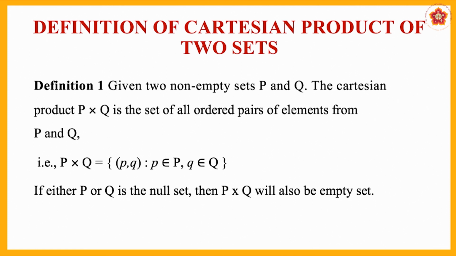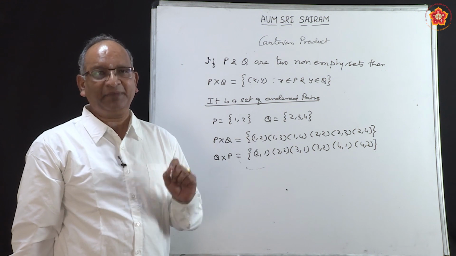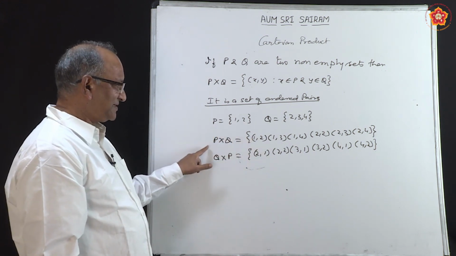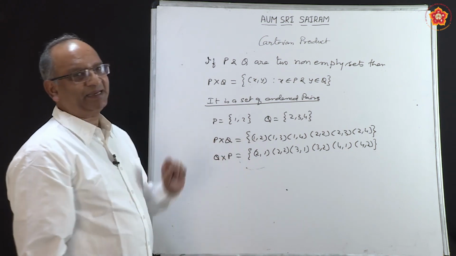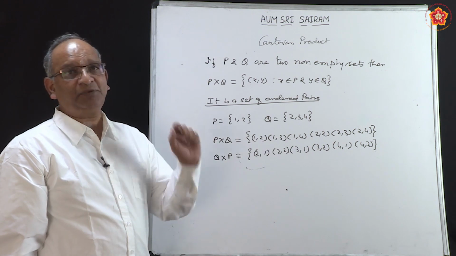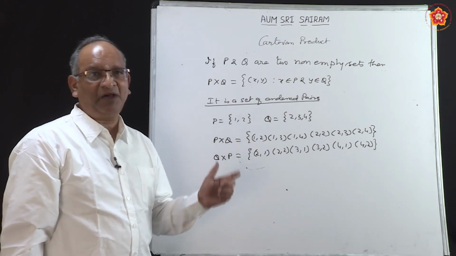Very simple, but at the same time observe something very significant. What is that significant thing? It is a set of ordered pairs. They are all pairs, no doubt. What kind of pairs? Ordered pairs. What do you mean by that? In every pair, the first element is from the first set, the second element is from the second set. That is the order followed. All possible ordered pairs. You cannot leave some of them.